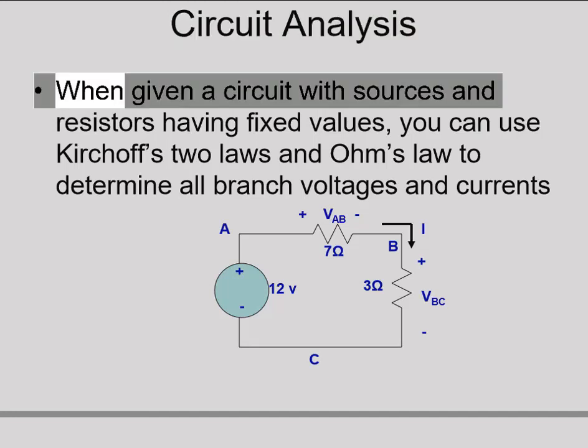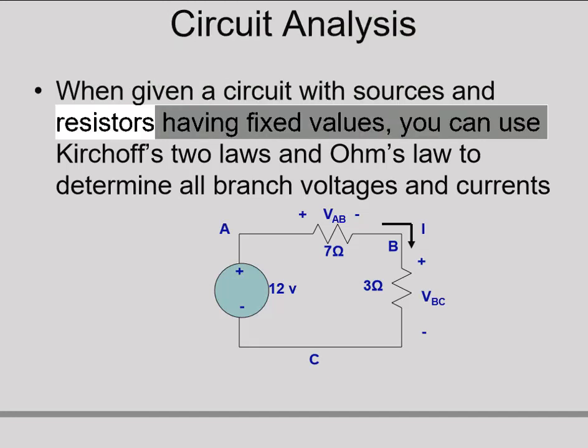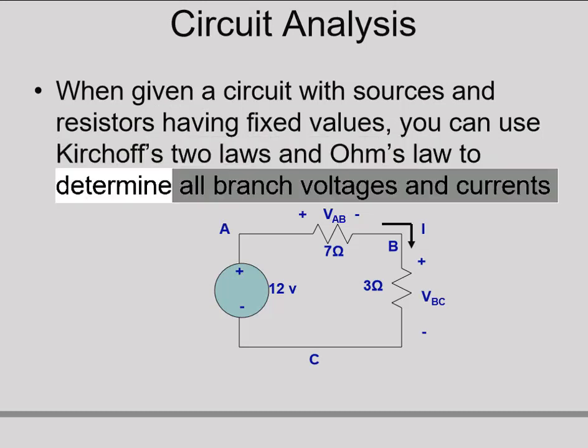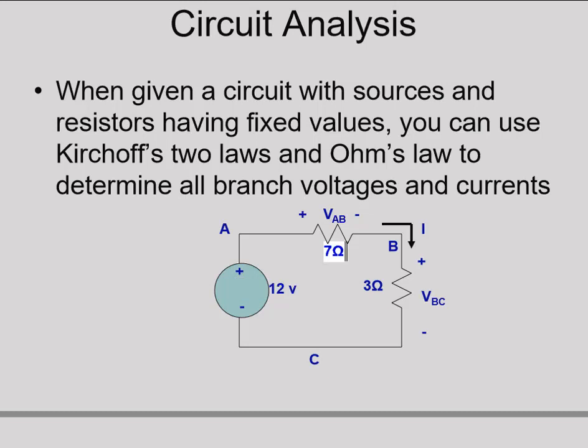Circuit analysis. When given a circuit with sources and resistors having fixed values, you can use Kirchhoff's two laws and Ohm's law to determine all branch voltages and currents. Example: a 12V source with 7 ohm and 3 ohm resistors, nodes A, B, C, with VAB and VBC.